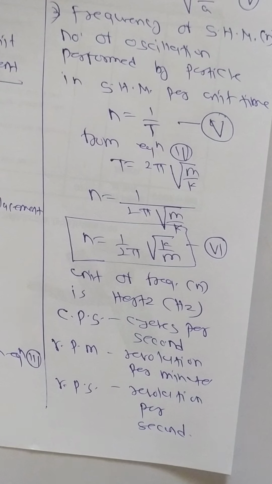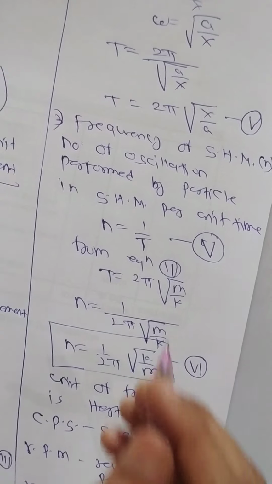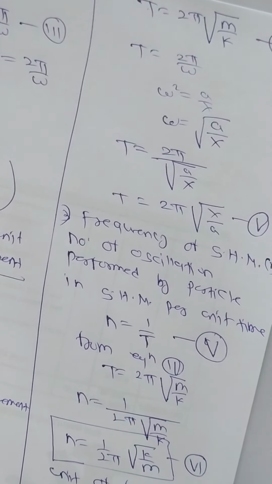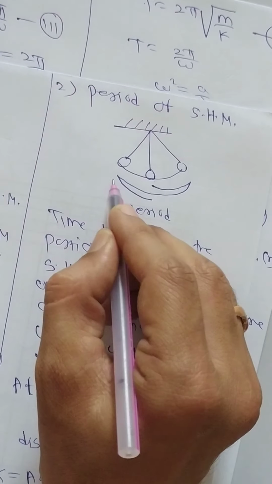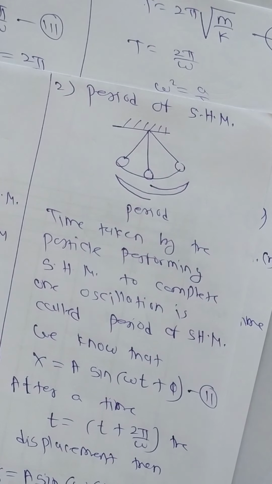There are 2 types of frequency: linear frequency and angular frequency. Here we have just seen that the particle performs one oscillation in unit time. When the particle performs one oscillation in unit time, that is frequency. So I will give you one simple example of frequency.